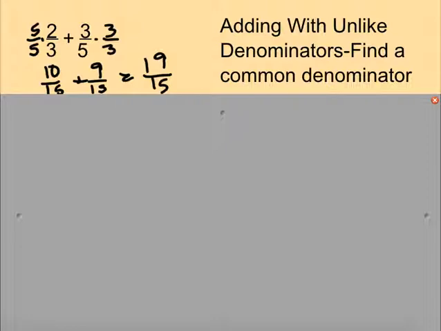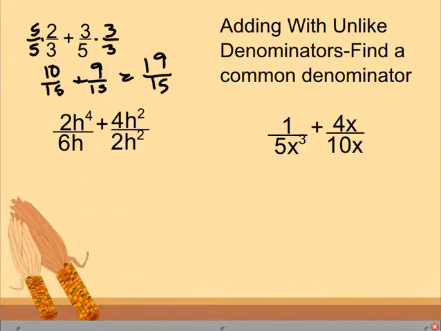Same rules apply with our rational expressions. We need to get common denominators. And sometimes we have to think about what is that least common multiple. We can think about the numbers, in this case, 6 and 2. Well, 6 would be the least common multiple of those. And between the variables, h and h squared, h squared is the least common multiple with the variables. So we need to get these both to 6h squared.